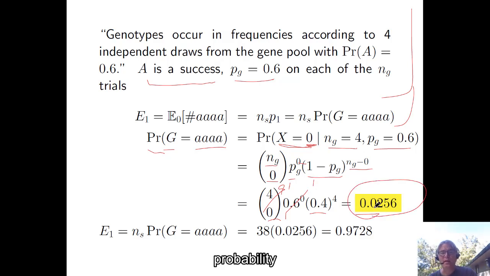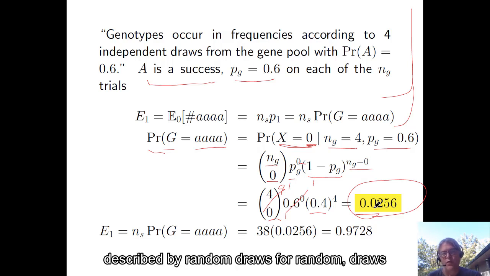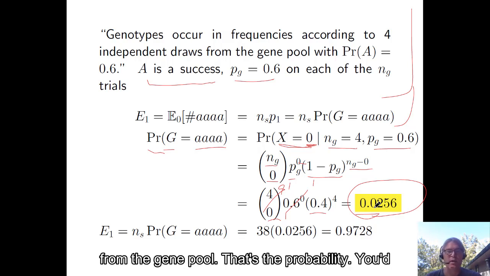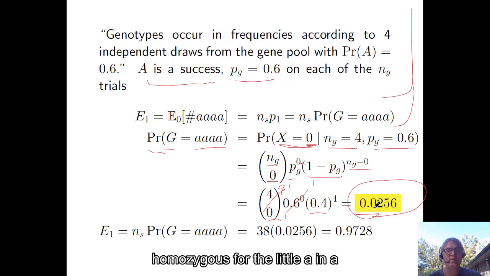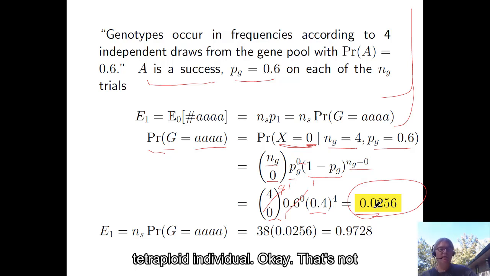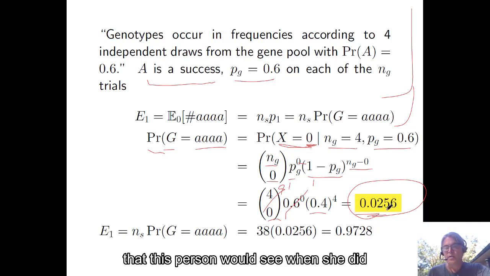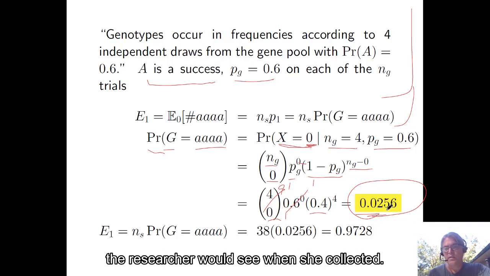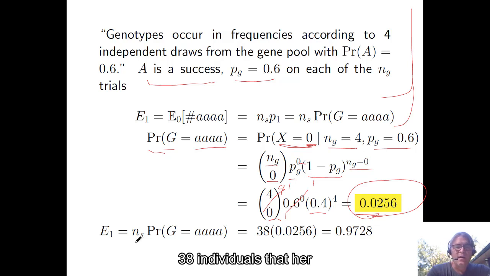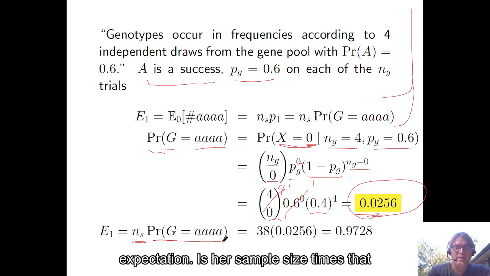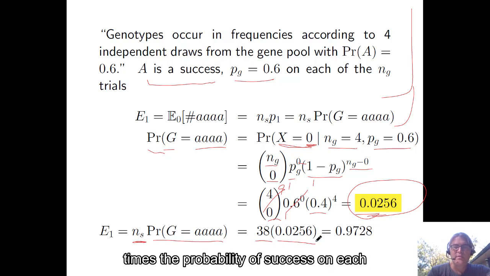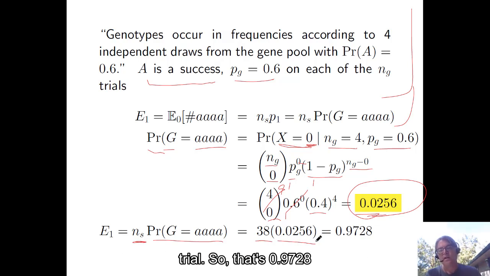So that's the probability that if this population were described by 4 random draws from the gene pool, you'd see 4 little a alleles, homozygous for the little a in a tetraploid individual. Okay, that's not the expectation for how many the researcher would see when she collected 38 individuals. Her expectation is her sample size times that probability. So 38 times the probability of success on each trial. So that's 0.9728. So that's just the expectation for the first category.